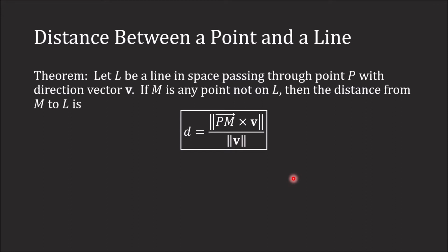So the distance from a point to a line is the magnitude of PM cross V over the magnitude of V, where P is any point on the line, M is the point in question, and V is a direction vector for the line.